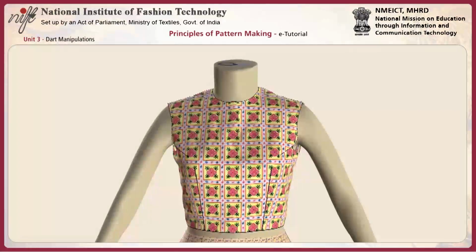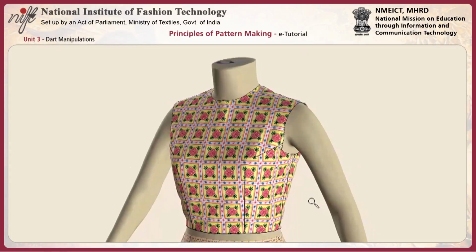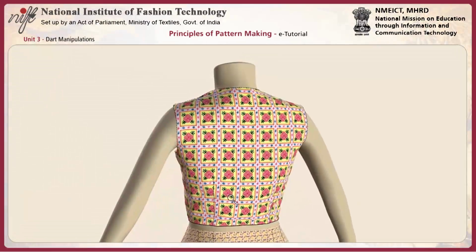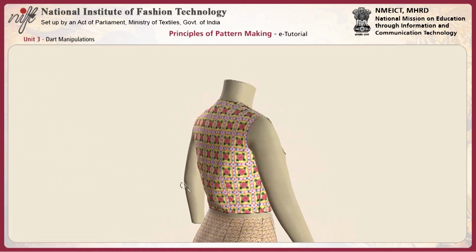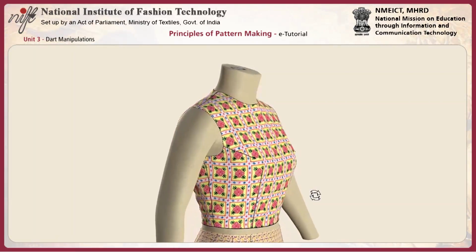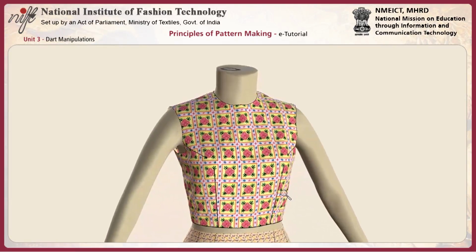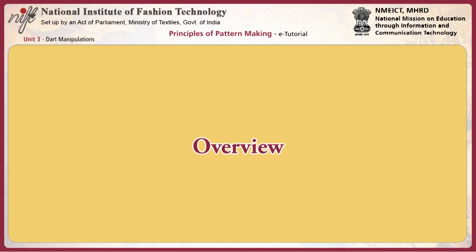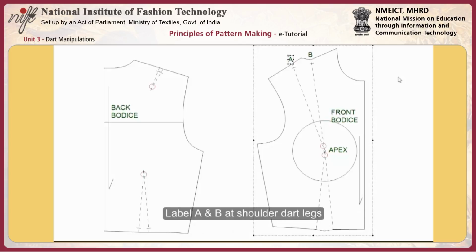This design has front waist dart, back waist dart, front armhole dart and back shoulder dart. In this design, more fitting is obtained in the armhole area. Label A and B at the shoulder dart legs.